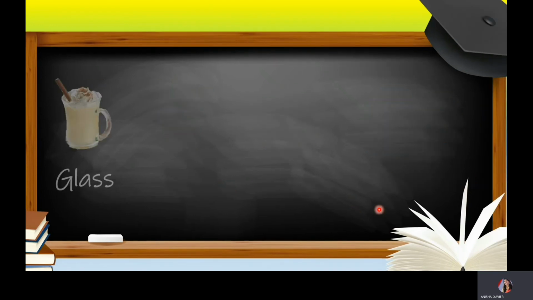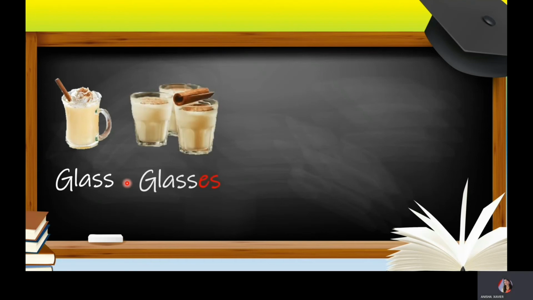So now let's move on. Next example, glass. What will you do here? Will you add one more s or will you add es? Quickly tell that to your parents. Done? Let's see the answer. Yes, very good. You will add es to this since the word ends with double s.